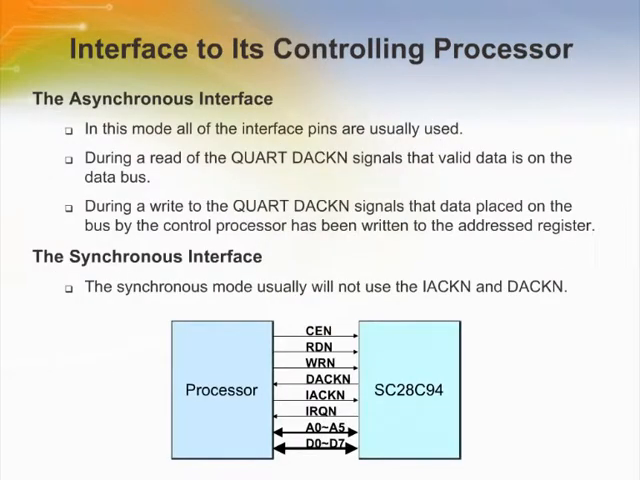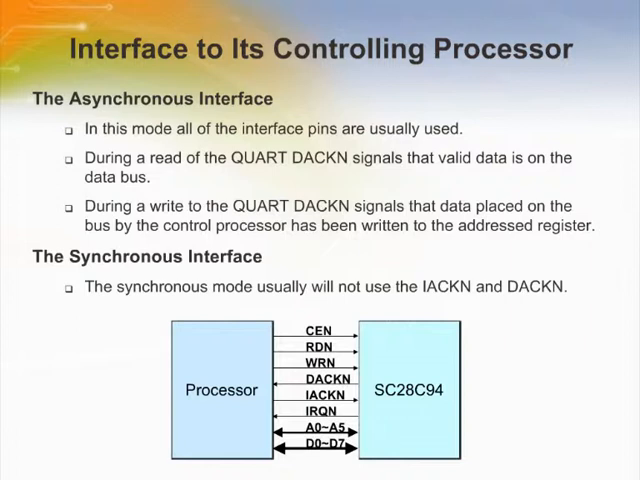The QUART Universal Asynchronous Receiver Transmitter has been designed to interface in either the synchronous interrupt environment or the asynchronous interrupt environment. The interface pins are all active low. The pins used for normal reading and writing to the QUART are chip enable, read enable, and write enable. The pins used in the interrupt service are interrupt request or interrupt acknowledge. The pin used for data transfer is data acknowledge.